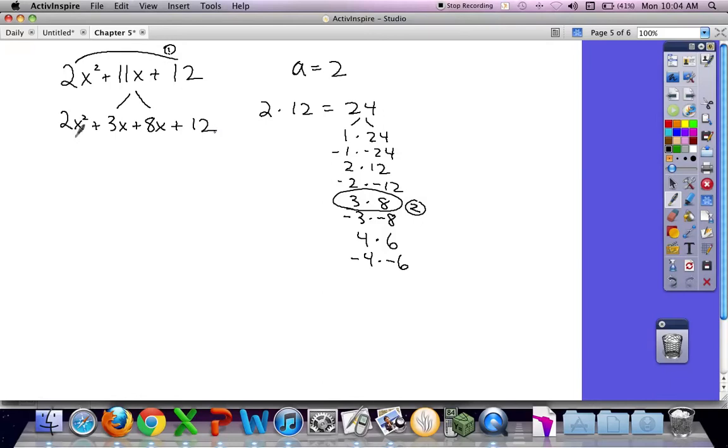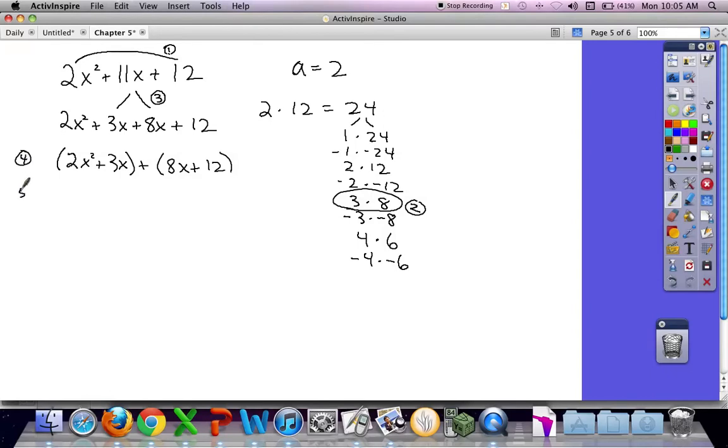Okay, we didn't change this expression. We just rewrote it so it looks a little different now. 3x plus 8x equals 11x. Okay, that was step 3. And now we're going to group the first 2 terms and the last 2 terms. 2x squared plus 3x plus 8x plus 12. Okay, that was step 4.